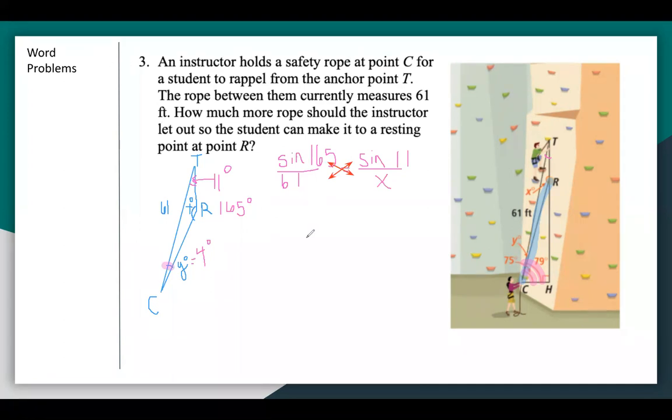Say the sine of 165 times x is equal to the sine of 11 times 61. And I'm kind of getting into our picture, so I apologize. At this point, what we would do is solve for x. So what I want you to do is hit pause on this and see if you can figure out the value for x. Hit pause, try this question on your own, and solve for x.